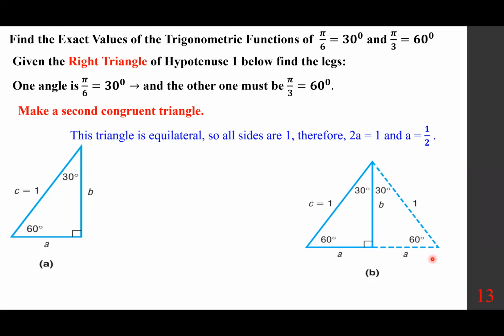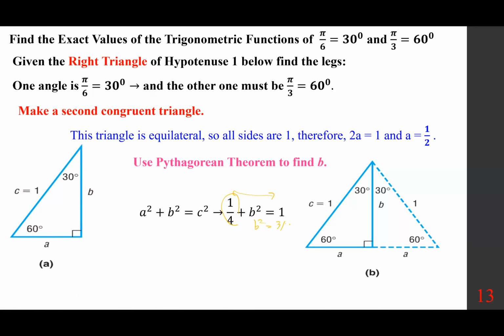Now we use Pythagorean theorem on this side or that side, doesn't matter. A squared plus B squared is C squared. Where we decided A is 1/2, B we don't have it. This side we don't have it. And C is 1. So obviously, I can subtract this from 1, and B squared becomes 3/4. And B becomes square root of that, or square root of 3 over 2.